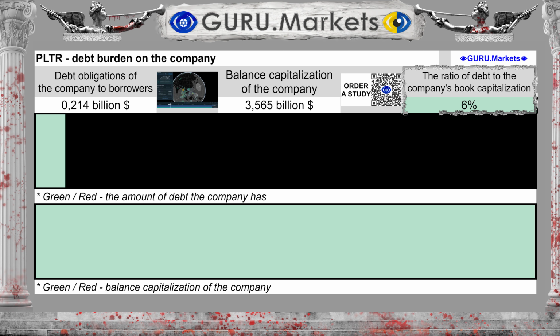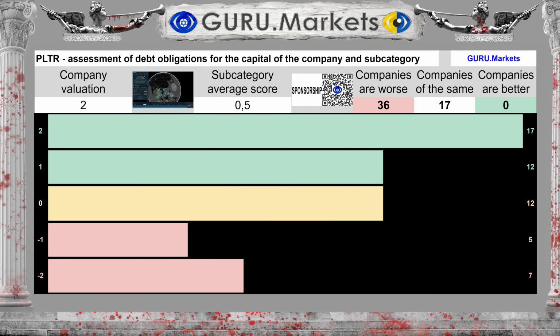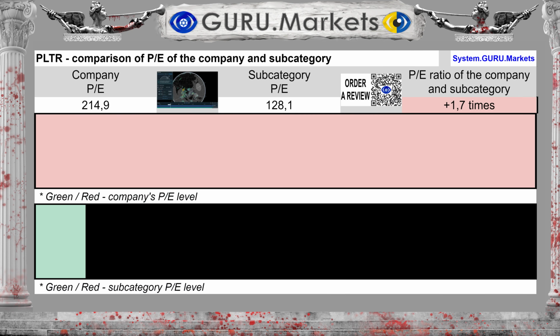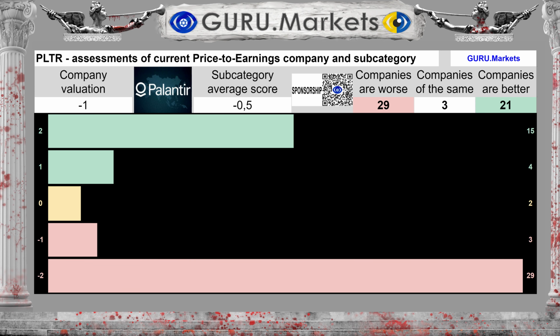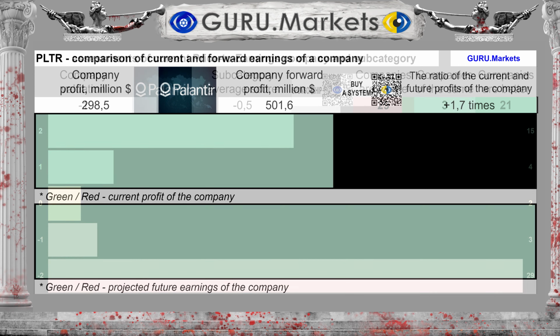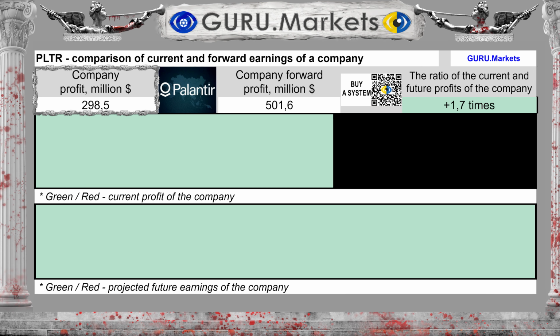The organization's financial liabilities amount to $0.214 billion. Debt to book capitalization is 6% of capital. Score for the company's financial obligations: very good, 2 points. The company's stock price to profit ratio is 214.9, with an average for the subcategory of 128.1, which is 40% higher than in the subcategory. Assessment of the company's market value to profit indicators in comparison within the subcategory: bad, -1 point.